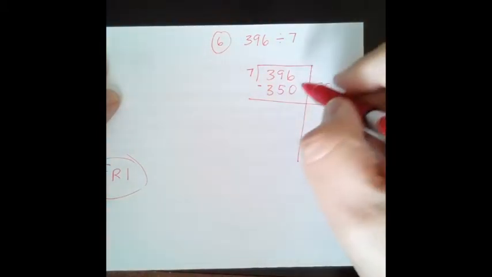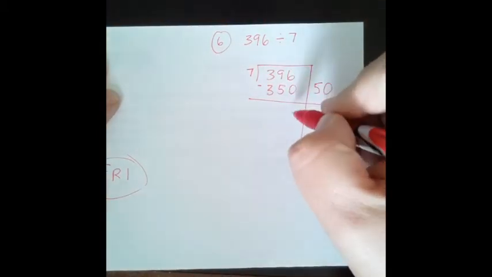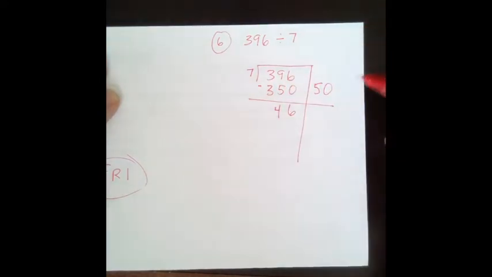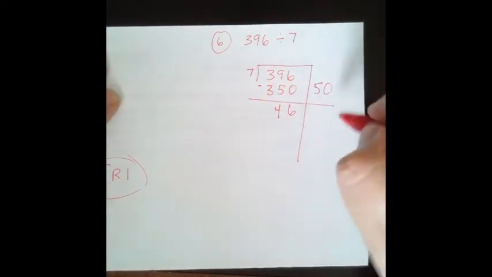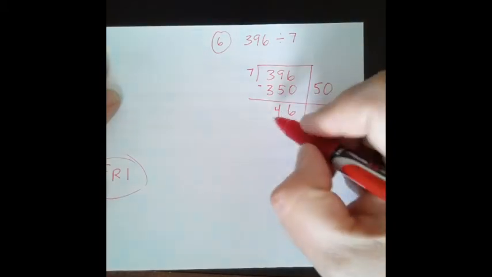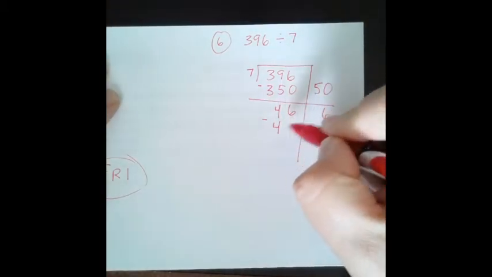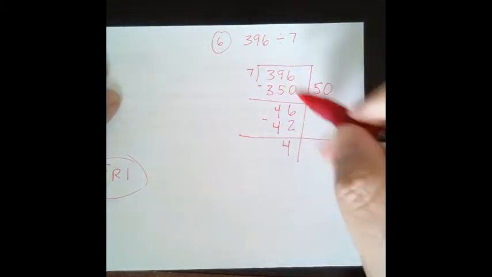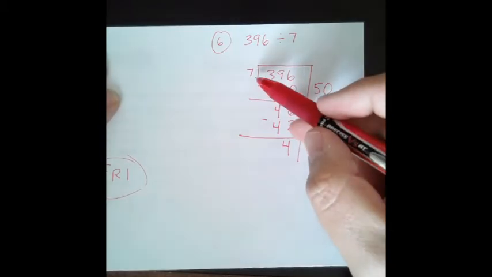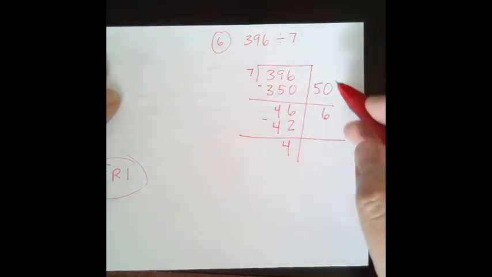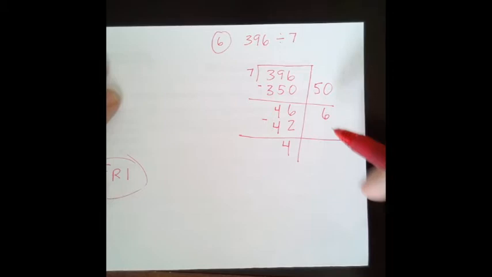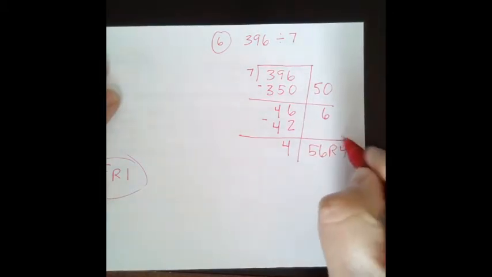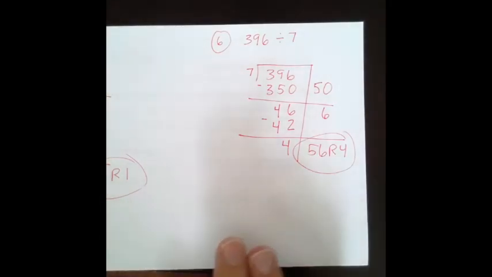And if I go ahead and take this away, 6 take away 0 is 6. 9 take away 5 is 4. And I know that 7 times 6 is 42. So I go ahead and take that away and I'm left with 4. I can't divide any more 7s into 4, so that means I'm done. Got to add my side thing. 50 plus 6 is 56, and I have a remainder of 4. So it's 56 with a remainder of 4.